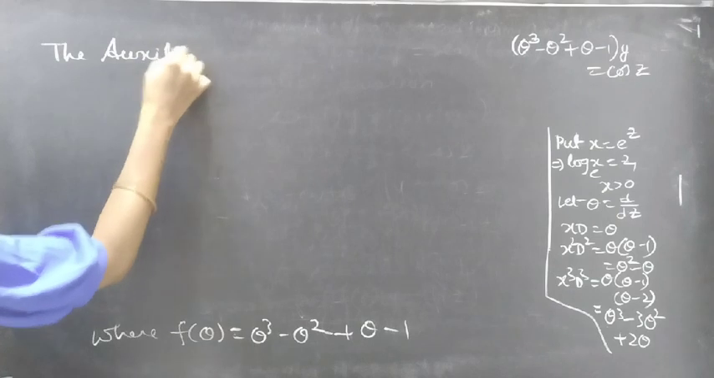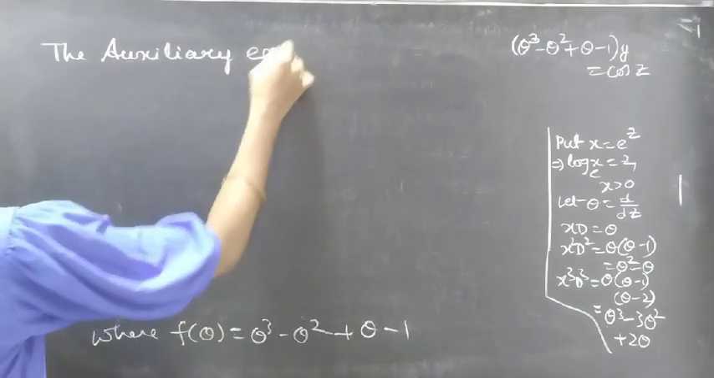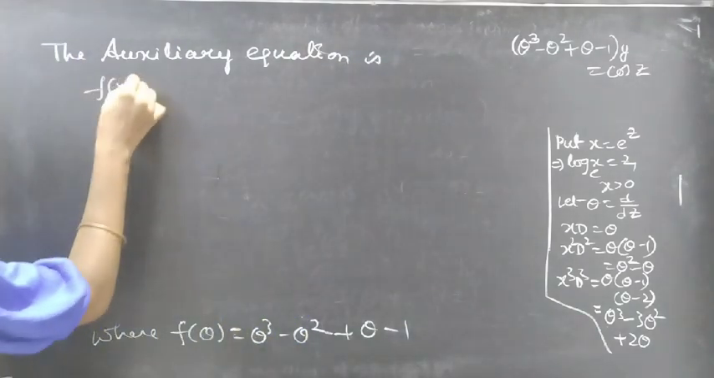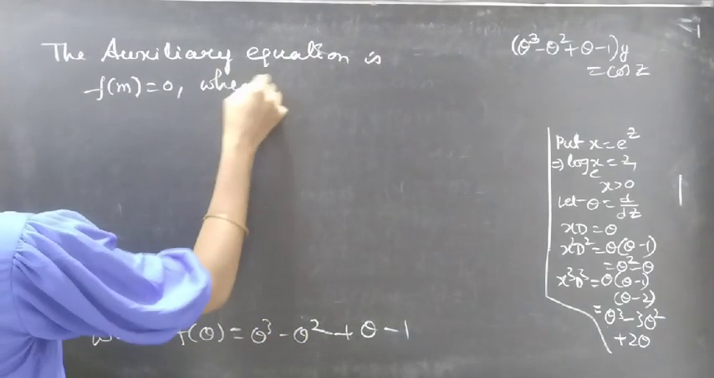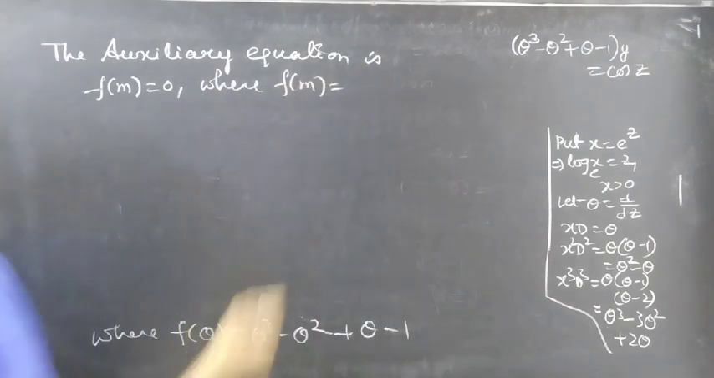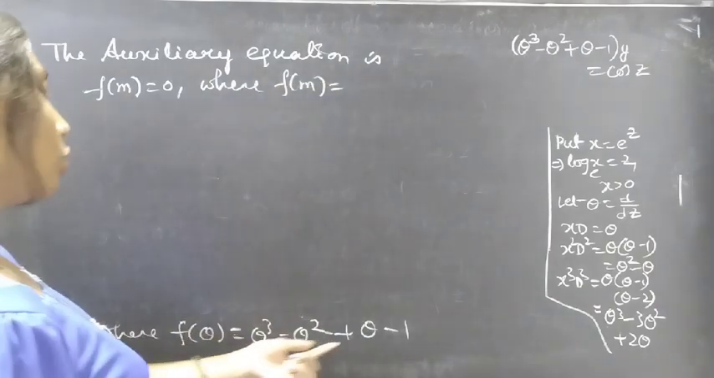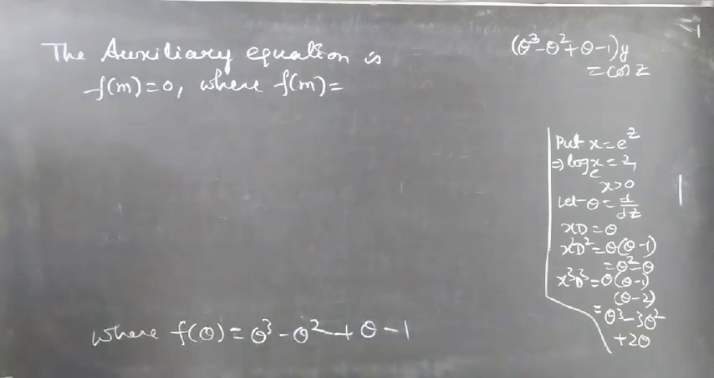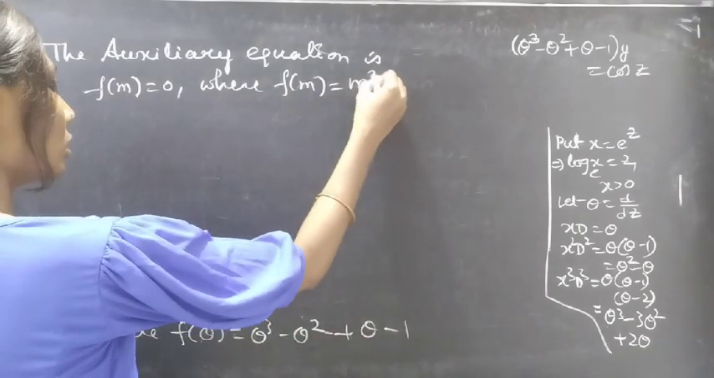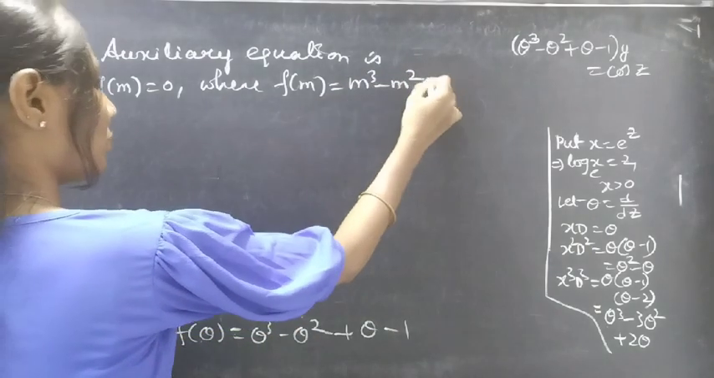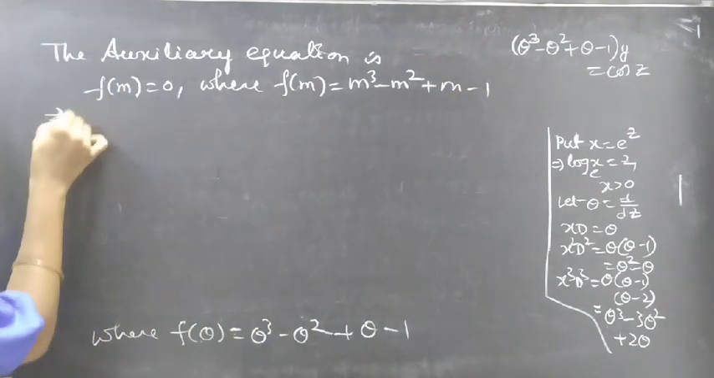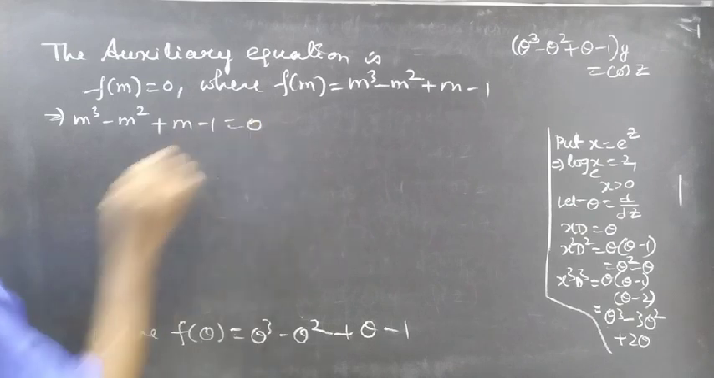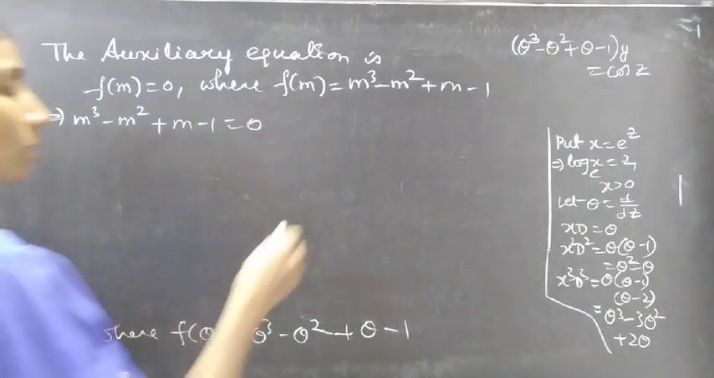The auxiliary equation is f of m equals 0, where f of m equals, we have f of theta, theta cube minus theta square plus theta minus 1. Let's replace differential operator by m, so that we'll get f of m equals m cube minus m square plus m minus 1. Then our auxiliary equation becomes m cube minus m square plus m minus 1 equals 0. Now we are going to find roots using synthetic division method.